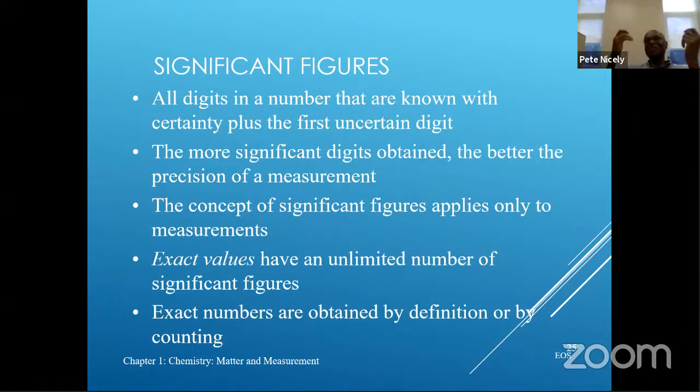You did not pull out an instrument to measure the number of students. You basically count them, and that gives you the number of students. So that's an example of an exact number. Now, that's an exact number by counting.